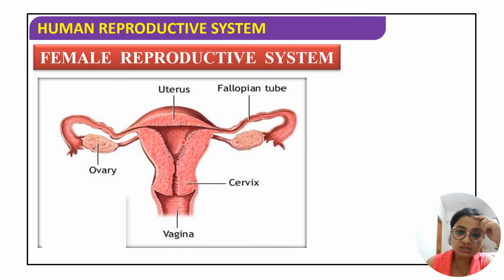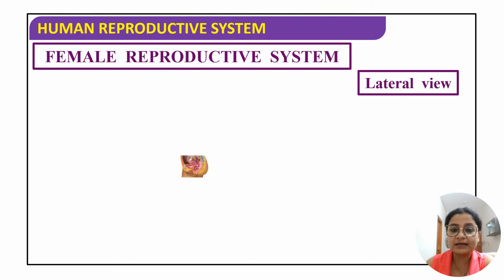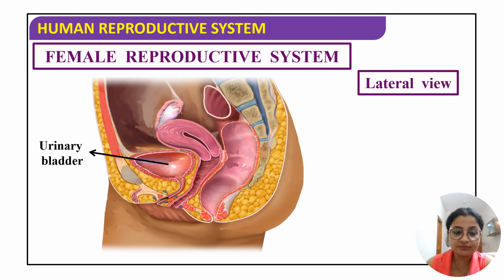So we have the uterus, then we have the fallopian tube, then we have the ovary, then we have the cervix of the uterus, and then we have the vagina. I think this diagram is something which I have already discussed in brief in one of the previous sessions of human reproductive system. Anyways, this view is basically the front view. And if we talk about the lateral view of the female reproductive system, what are the important organs that we need to focus on?